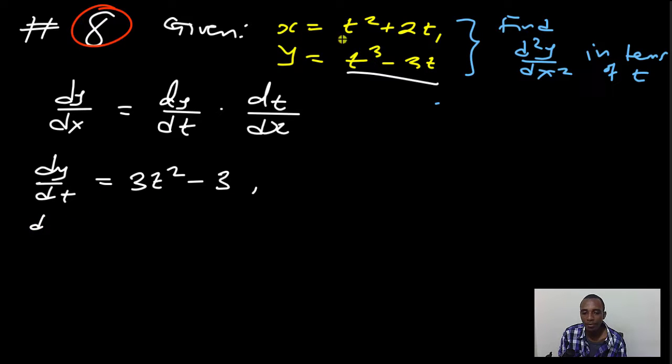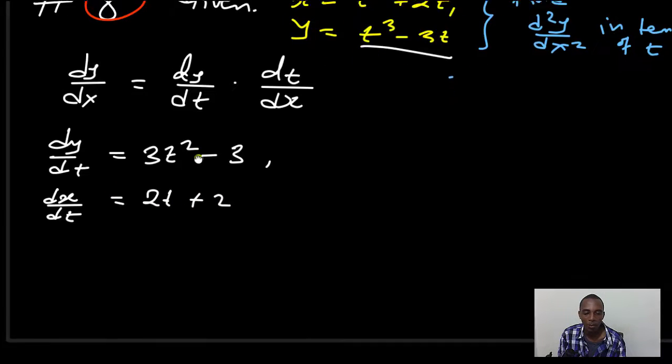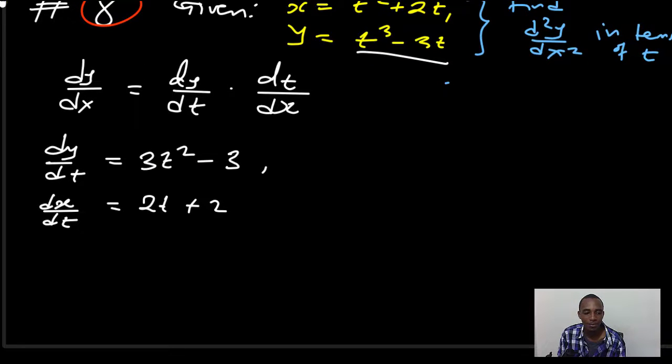Now I have x as a function of t, so it's easier for me to find dx dt instead of dt dx, but of course that's just the inverse of the other, so that will be easier to do. So dx dt is 2t plus 2. Alright, there we go. So we can now find the first derivative already.